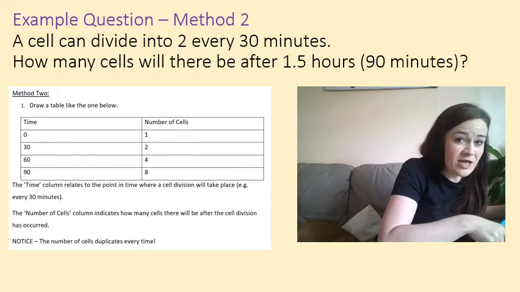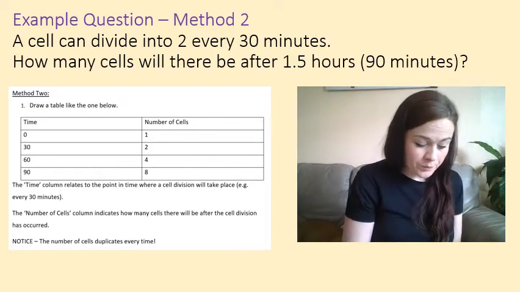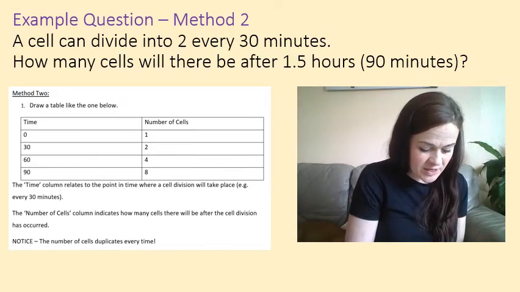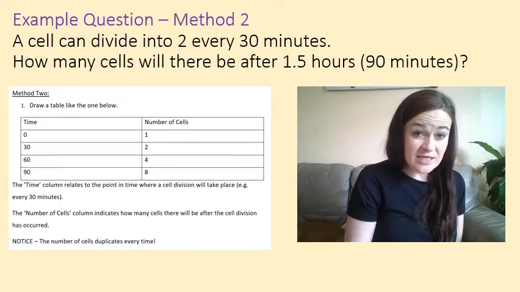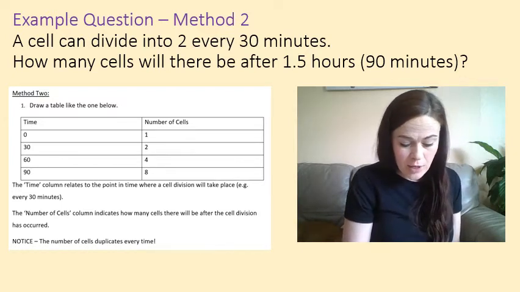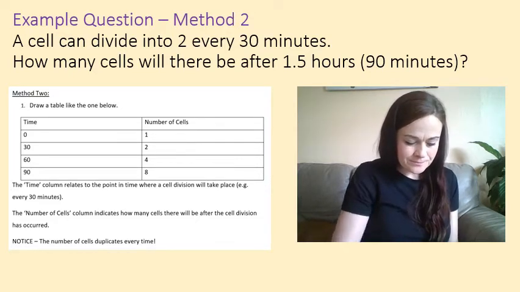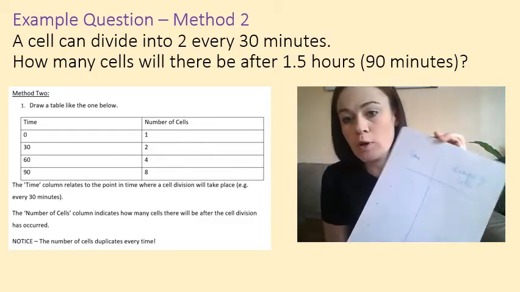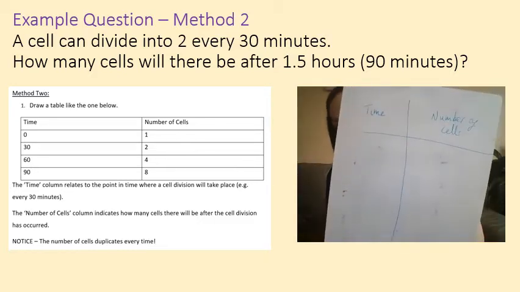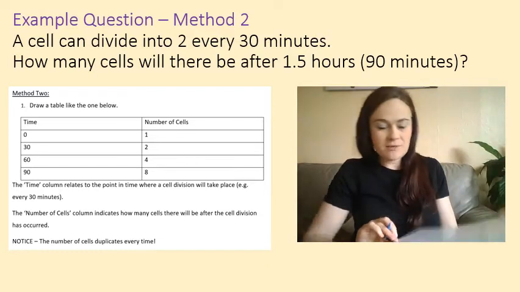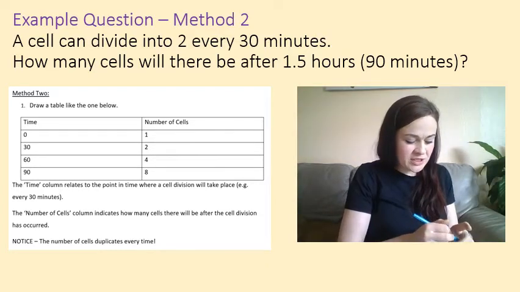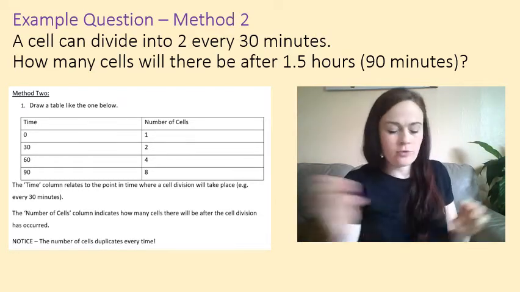Right, so for method 2, you'll always need a table. 2 columns. First column is time, and second column is number of cells. Now, if you know me, you will know my handwriting is not the best, so apologies for that. Right, there's my table, time and number of cells. I'm actually going to change colour of pen because I like to colour code things.